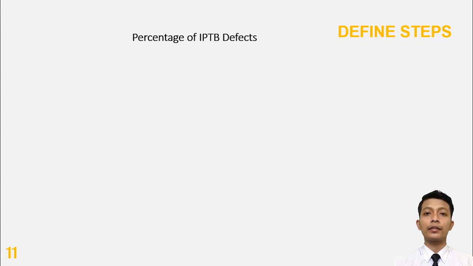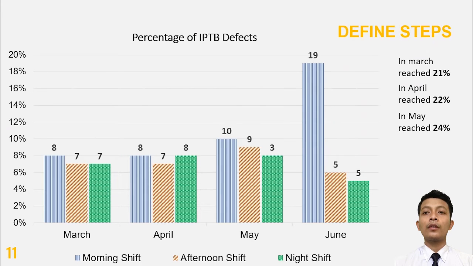This is a defect diagram based on the shift, where the total percent per month in March reached 21%, in April reached 22%, in May reached 24%, in June reached 29%. The morning shift always has a high percentage from March to June, so the EPTB defect from March until June has always increased.